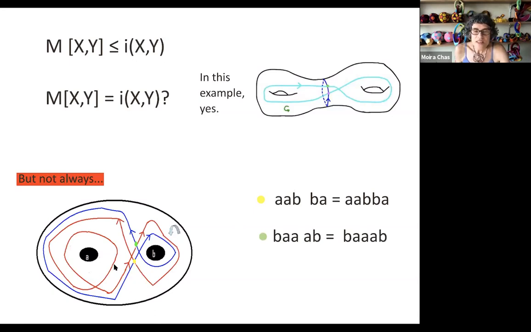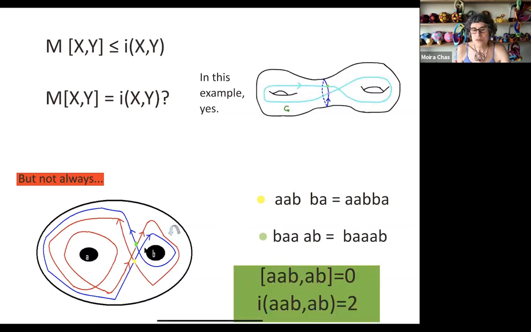These two are conjugate. If you conjugate by A, you get from this, this. And if you look at the signs, they are different. Here I have the red pointing in this direction, and here I have the blue pointing in the same direction as the red. So the signs are different. Therefore, the bracket is 0, but the intersection number is 2.